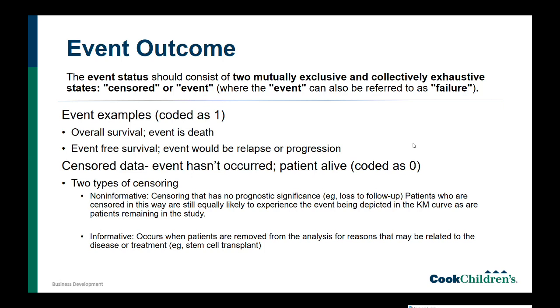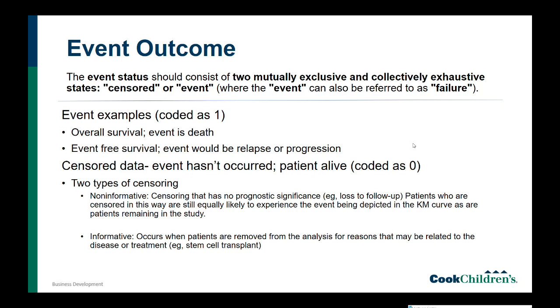These patients are equally likely to experience the event being depicted in the curve, as are the patients remaining in the study. Another type of censoring is called informative censoring. So these patients are removed for reasons that may be related to the disease or treatment. For example, stem cell transplant.